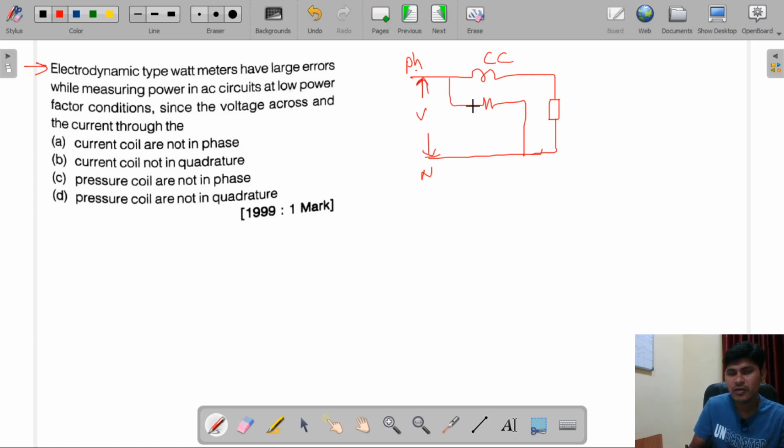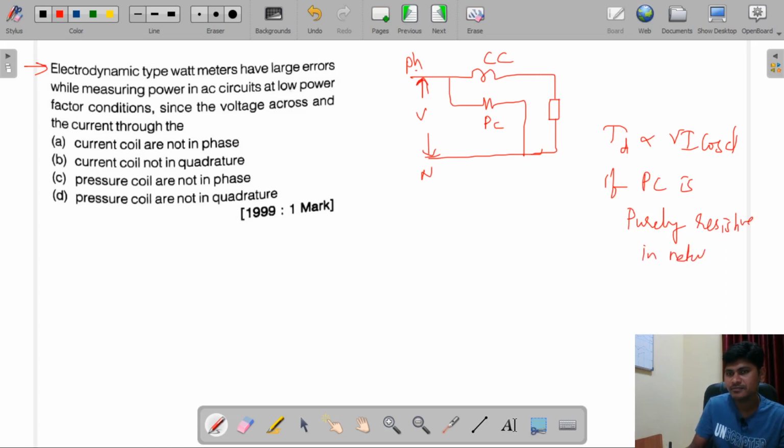If the pressure coil is purely resistive in nature, then TD will be directly proportional to VI cos phi. VI cos phi is true power. TD is directly proportional to VI cos phi if the pressure coil is purely resistive in nature. Only then will the deflecting torque be directly proportional to true power.